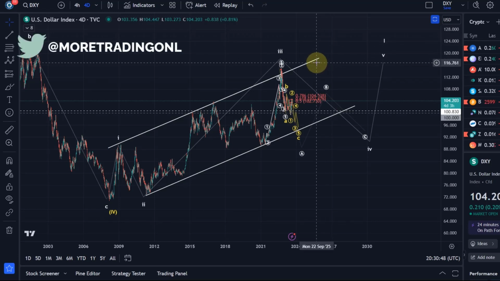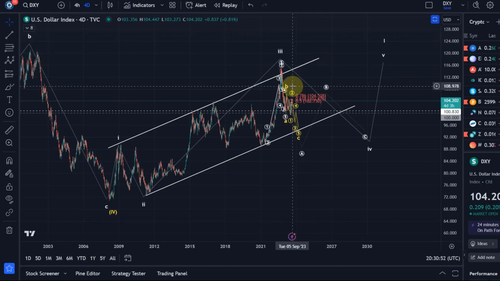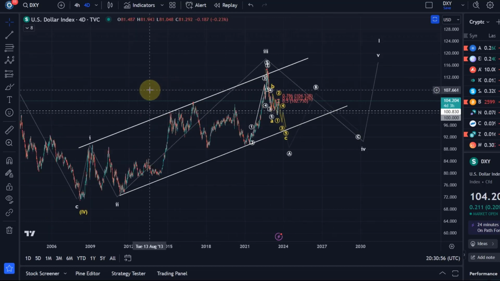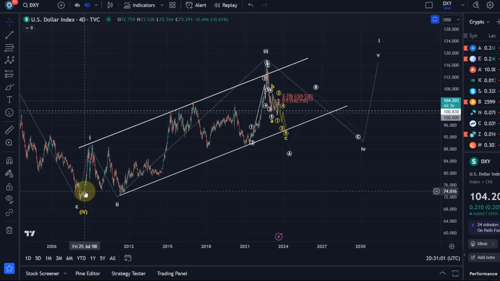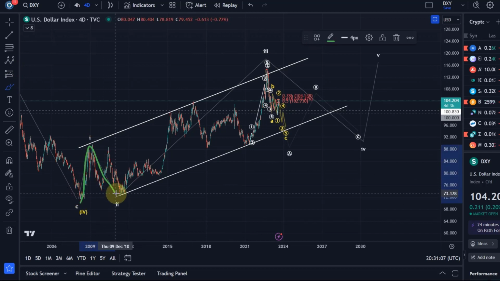DXY quite strong, yeah. So the US dollar has been quite strong in the last few days and a couple of weeks. This is the bigger picture chart. So here, this is the chart of the 2008 lows. Just want to remind you where we stand on this chart. My assumption is that we have a 1-2 setup initially into the 2011 lows.